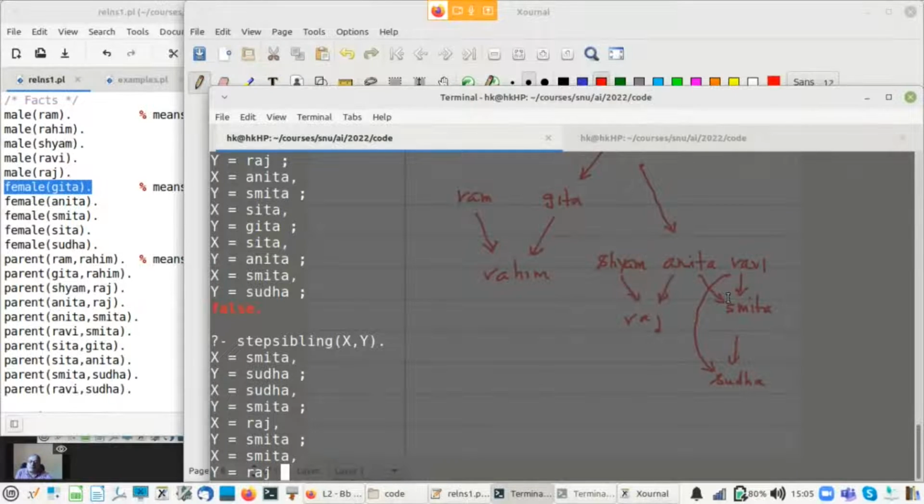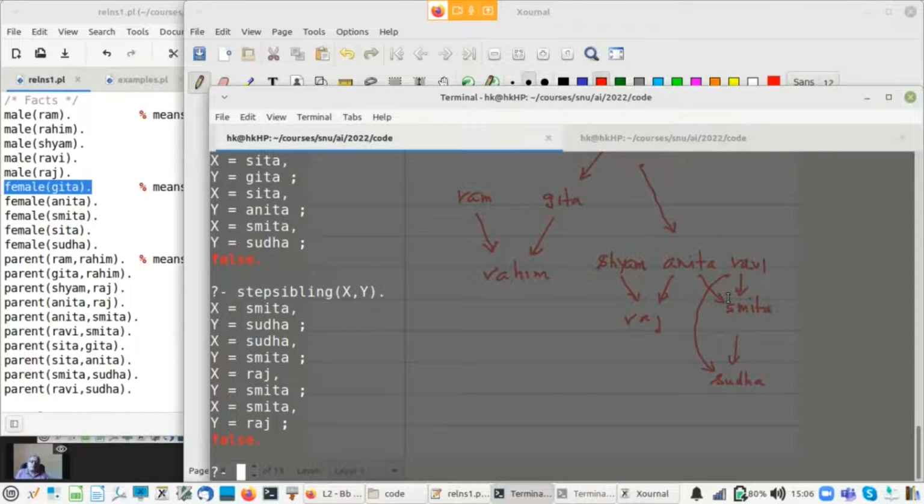So how to stop this we can see, because so far as the program is concerned, it is perfectly right, because all we are saying is that X and Y should be not the same. So if X is Smita, Y is Sudha, of course they are not the same. And similarly, if Y is Smita and X is Sudha, again they are not the same. So it's giving you both the answers, however both the answers happen to be in this case the same. Same thing is happening again with Raj and Smita. Okay, those are the only step siblings you have.